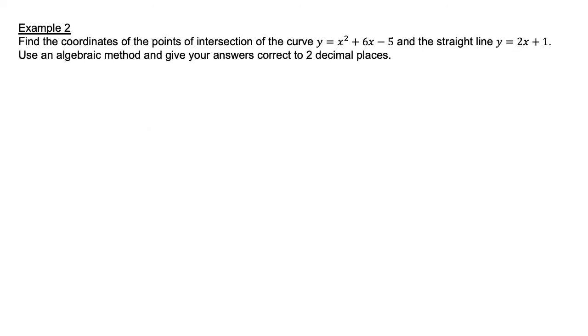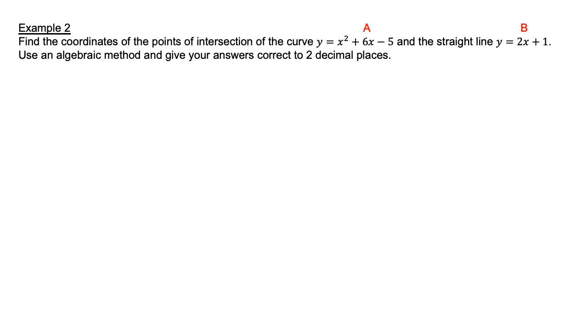Okay, here's a second example. So here we've got the curve y equals x squared plus 6x minus 5, and the straight line y equals 2x plus 1. Again, we've got to use an algebraic method, but now it's asking us to give the answers correct to 2 decimal places. So that immediately gives the game away, and we know that we'll be using the quadratic formula at some point.